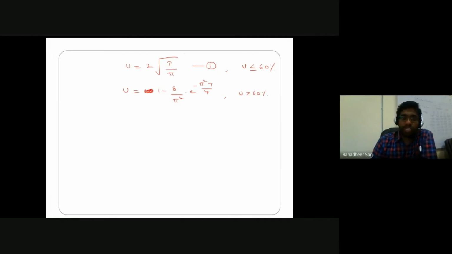Substitute your T value into expression 1 and expression 2. When you substitute your T value into expression 1, check whether the degree of consolidation you are getting is less than or equal to 60% or not. If it satisfies that first criterion, then it is correct. In case it is not satisfying, then move on to the second expression, in which you substitute T equal to that value, 1 point something into 10 to the power of minus 3, and calculate your degree of consolidation. However, the degree of consolidation you get should be greater than 60%.